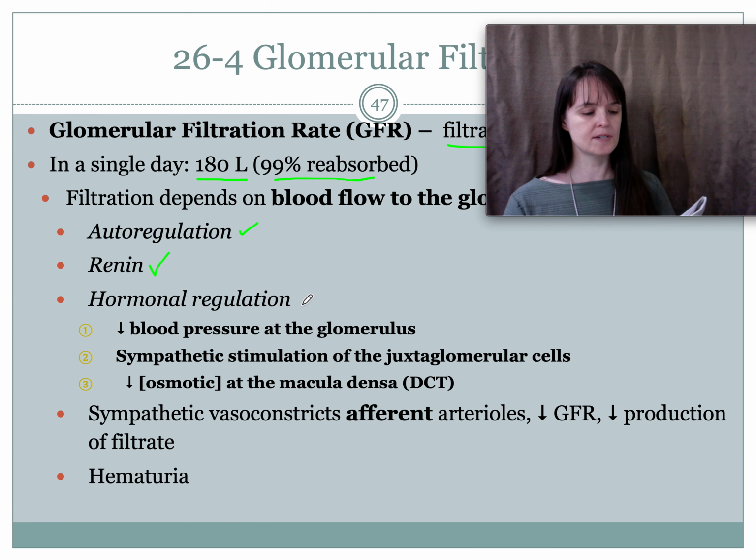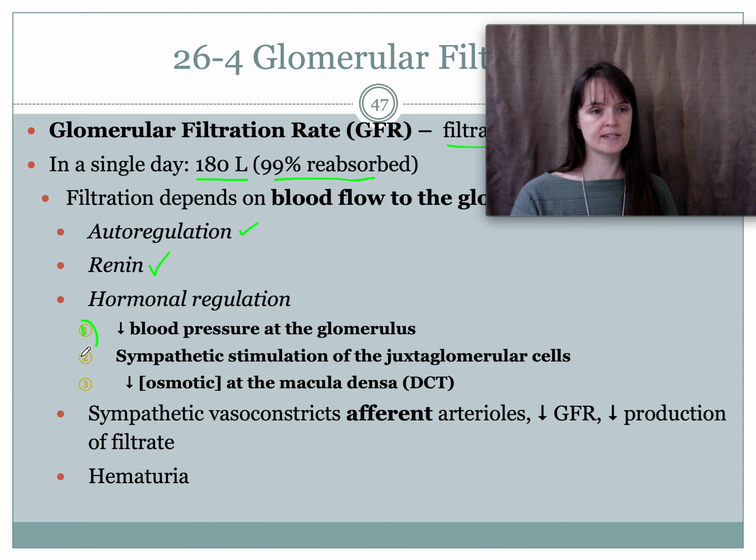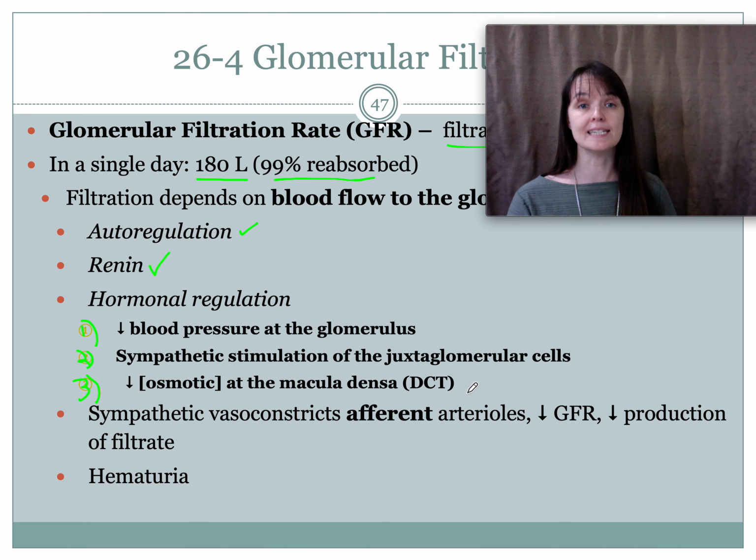There are 3 triggers that cause the juxtaglomerular complex to start the renin-angiotensin pathway. Number 1, decrease in blood pressure at the glomerulus. 2, sympathetic stimulation at the juxtaglomerular cells. And 3, a decrease in the osmotic concentration at the macula densa and the DCT, which you know all these terms from the lab material, right? If not, please go learn. Need to know.